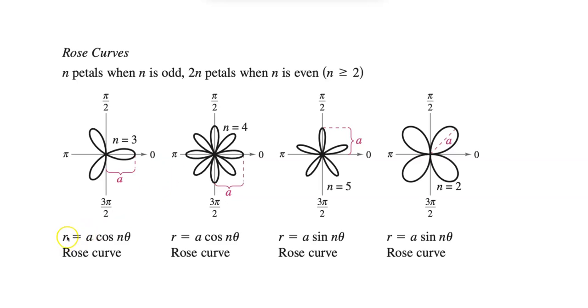It's just r equals a cosine n theta, where a is the length of the petal. So you can see here, a is always the length of the petal. And n, it depends. If n is odd, it's just the number of petals. So here n is 3, so we have 3 petals. Here n is 5, we have 5 petals.